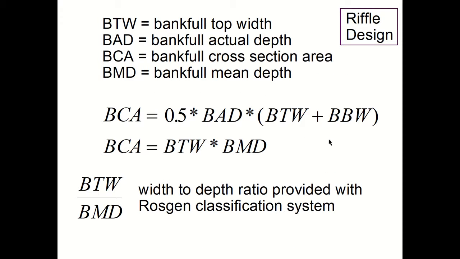So using these parameters, the bankful cross-sectional area is simply the area of the trapezoid. And then the bankful cross-sectional area is also the bankful width times the bankful mean depth. The Rosgen width to depth ratio is then the bankful top width divided by the bankful mean depth.